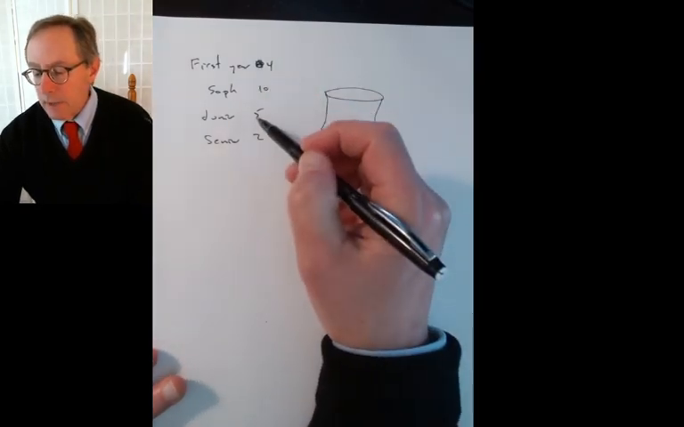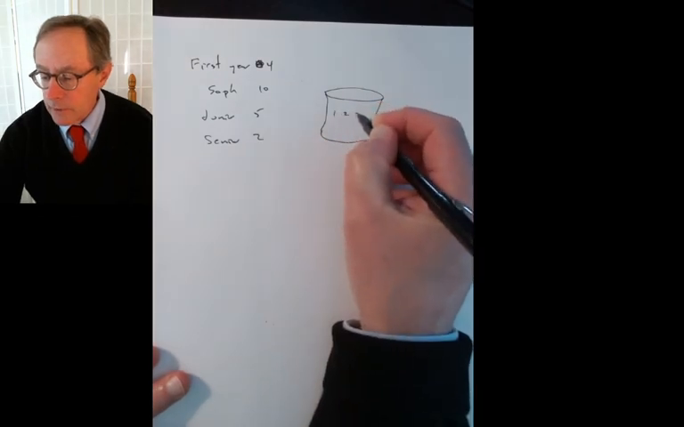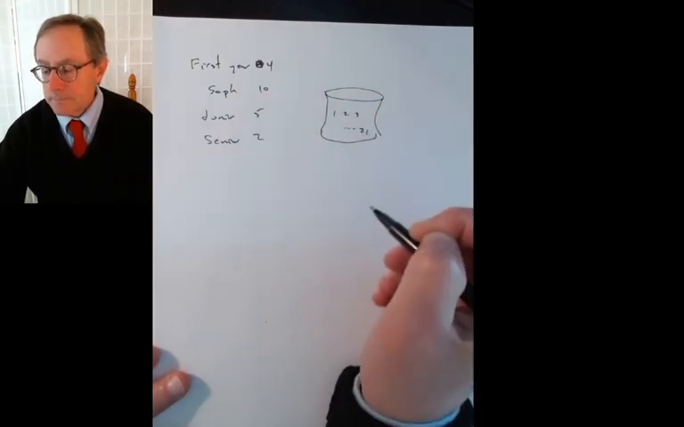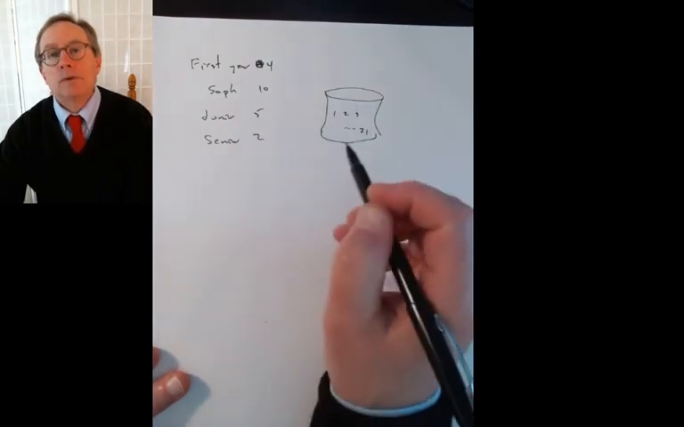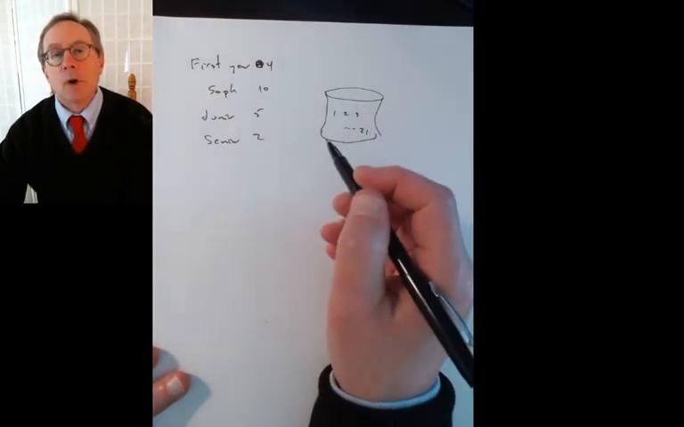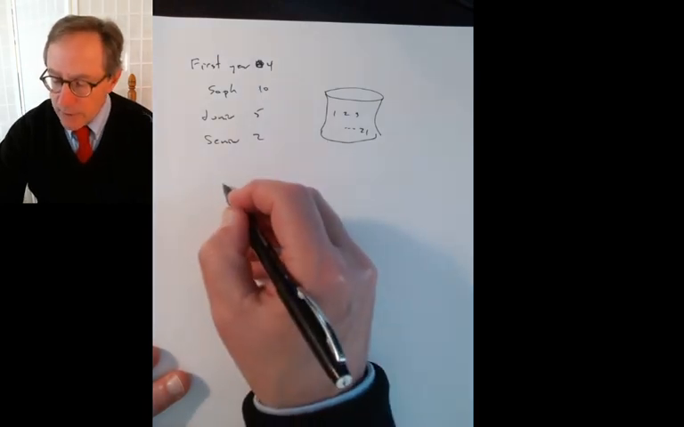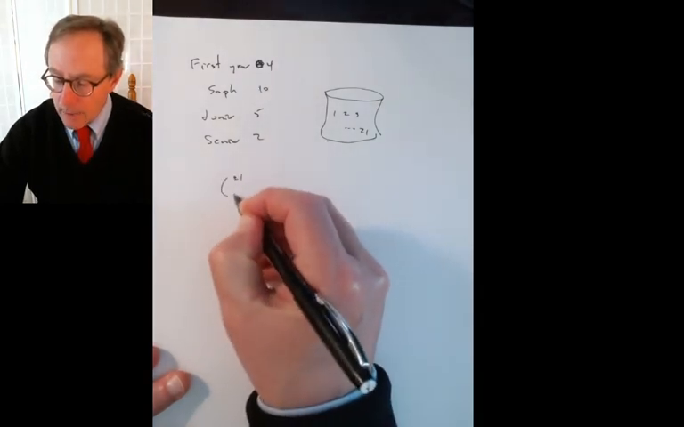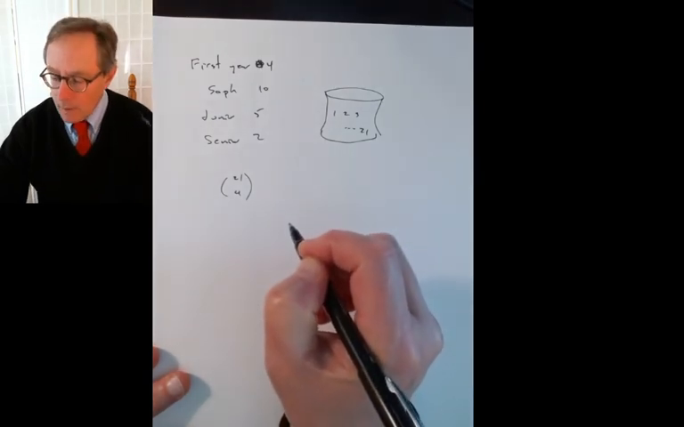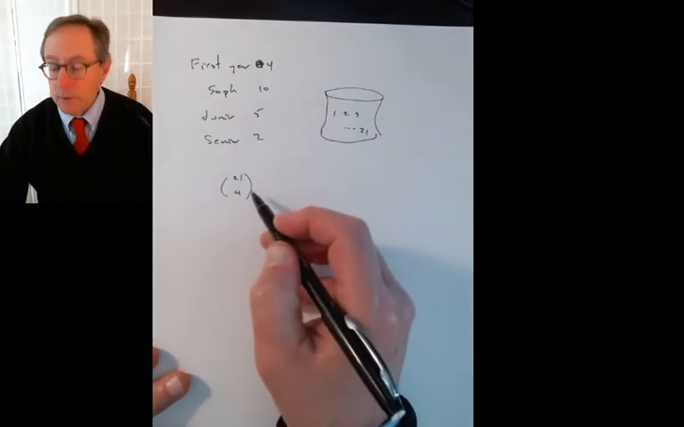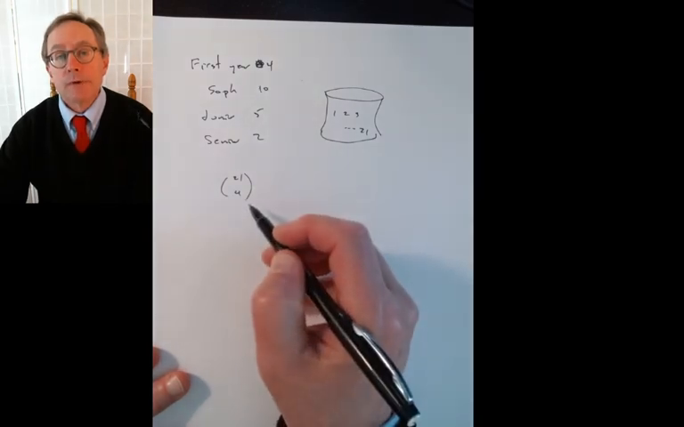14 and 5 is 19 and 2 is 21. So 1, 2, 3, all the way down to 21. I'm going to reach into that bag and pull out 4. Those 4 will be the places where I put first year slots. So I'm reaching into that bag and pulling 4. 21 choose 4.